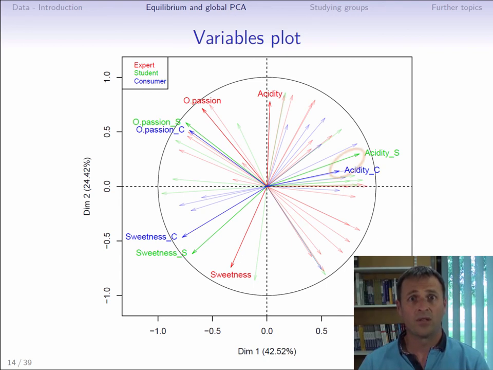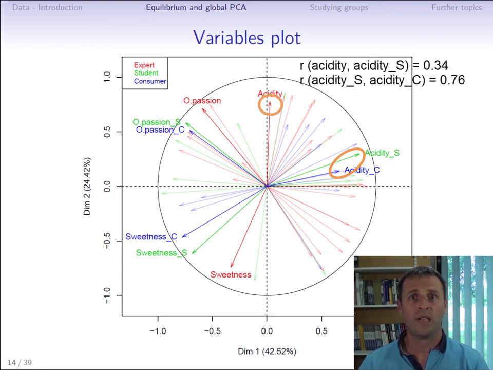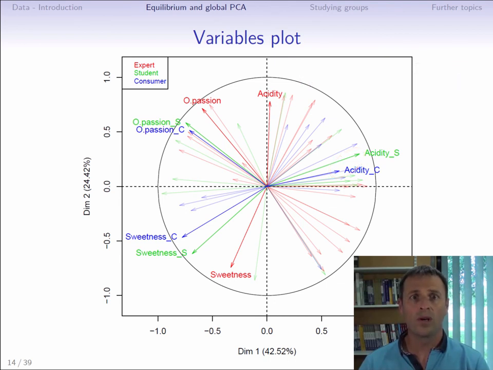The consumers and students experience this variable in the same way, but differently to the experts. The correlation coefficient between the acidity variable for the expert jury and the consumer jury is 0.34, while that between the acidity variable for the student jury and the consumer jury is 0.76. We cannot know who correctly understood the acidity variable, but it's possible that the consumer and student juries had more difficulty in assessing acidity when the sweetness-acidity balance changed.